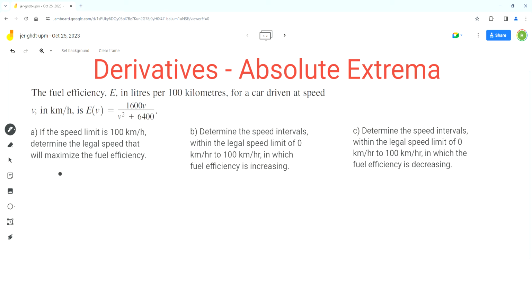So in part A, if the speed limit is 100 kilometers per hour, determine the legal speed that will maximize the fuel efficiency. We are given this function E(V) for fuel efficiency, and we have to find the value of V that will maximize fuel efficiency, or that will give us the maximum value for this E function.